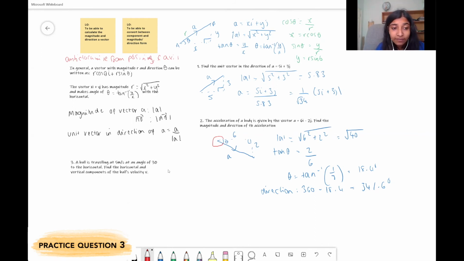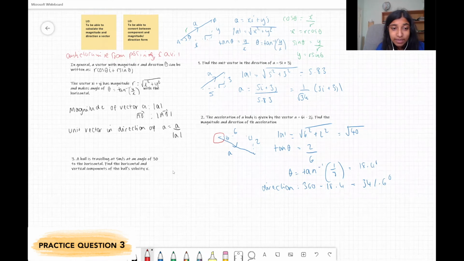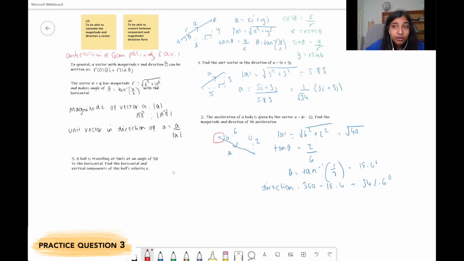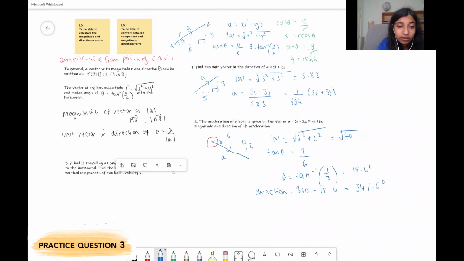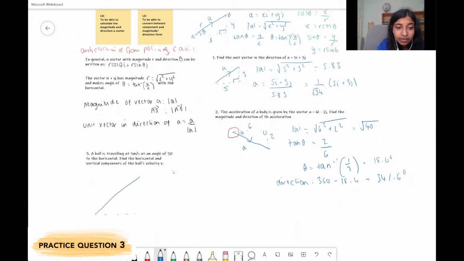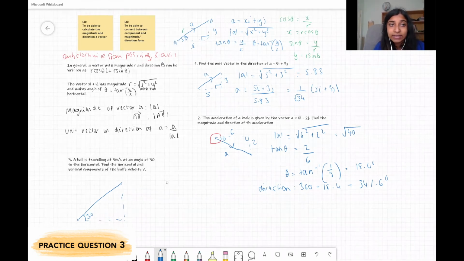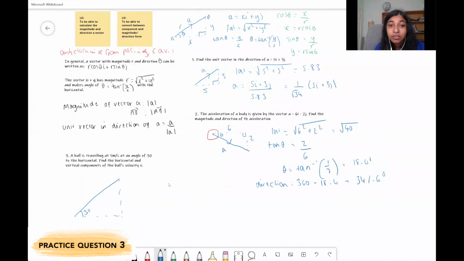So the last question we have here is: a board is travelling at 5 meters per second at an angle of 30 degrees to the horizontal, and we want to find horizontal and vertical components of the board's velocity. So if we have a horizontal like this, then remember anti-clockwise, so 30 degrees like this, and this is our vertical, and it's traveling at 5 meters per second, so that's your magnitude of your velocity. So this one is 5. So we want to find out our horizontal and vertical components.